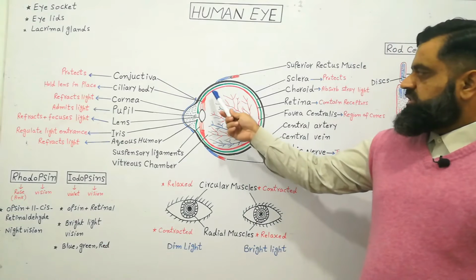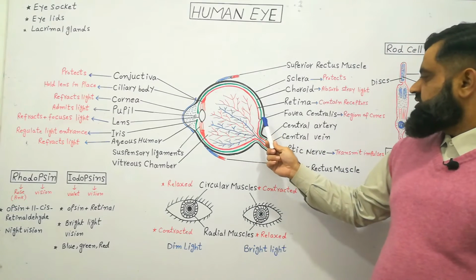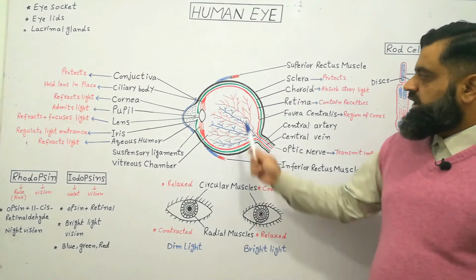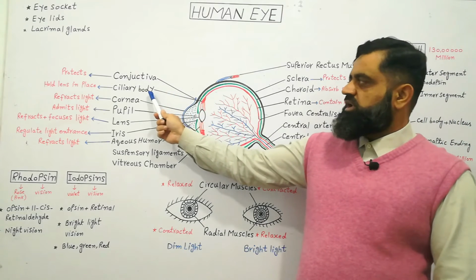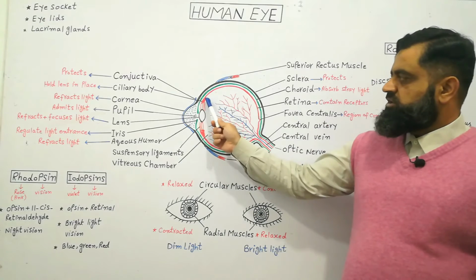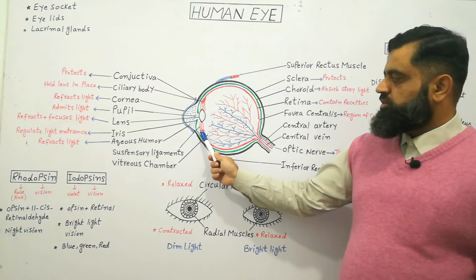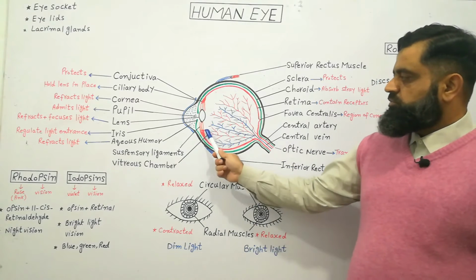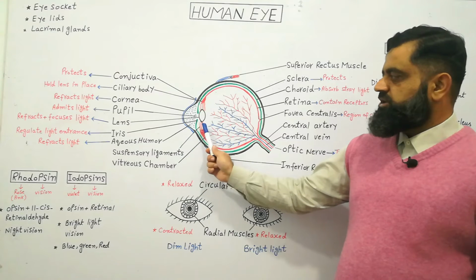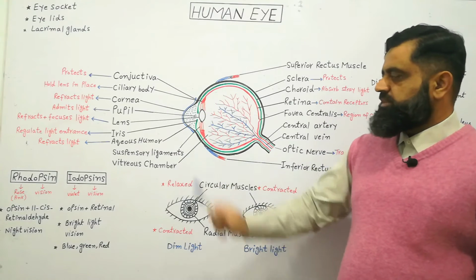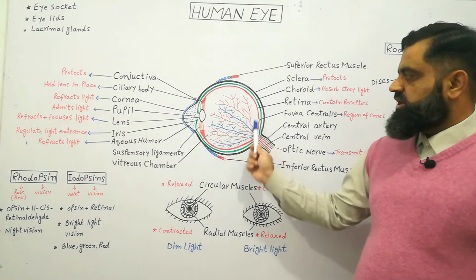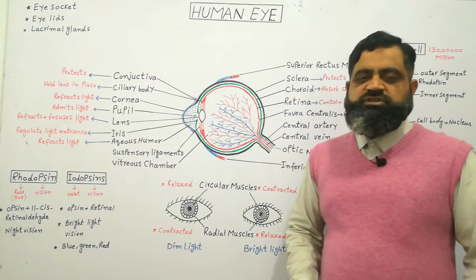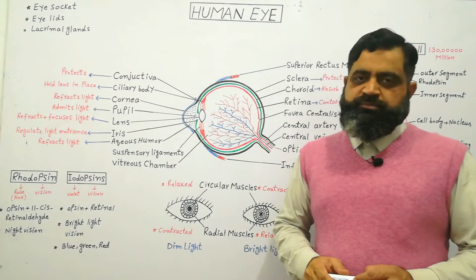On the back side they are sensitive to receive light, and on the front side of the eye they form a body which is known as the ciliary body. One ciliary body on the top and one on the bottom. These ciliary bodies contain some suspensory ligaments which hold the lens in place. And just behind the lens there is a cavity filled by a fluid which is known as vitreous humor.